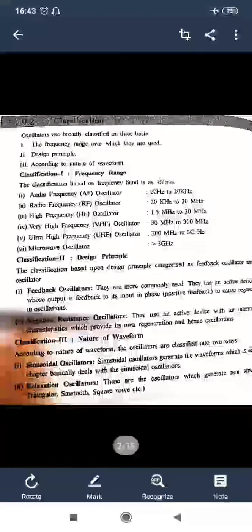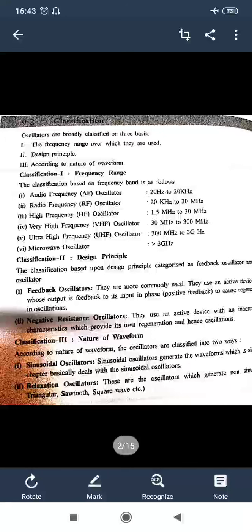So when we talk about frequency, for audio frequency, we use 20 hertz to 20 kilohertz. In case of radio frequency, 20 hertz to 30 megahertz. In case of high frequency, 1.5 megahertz to 30 megahertz. Very high frequency, 30 megahertz to 300 megahertz. Ultra high frequency, 300 megahertz to 3 gigahertz. Microwave oscillators, more than 3 gigahertz.